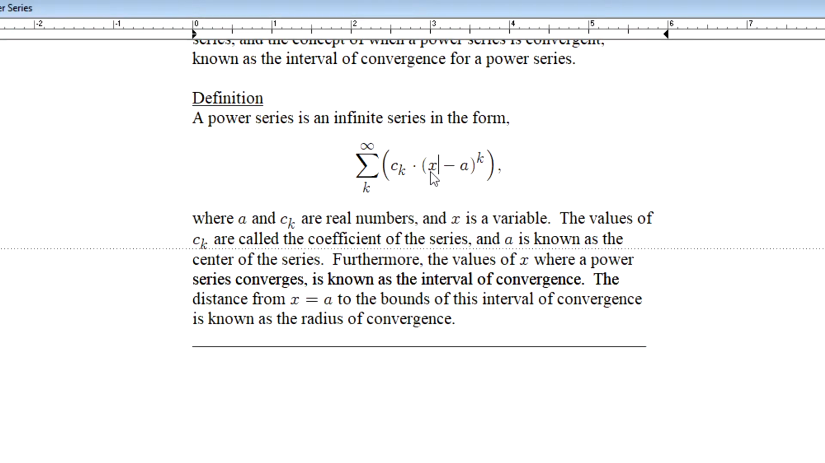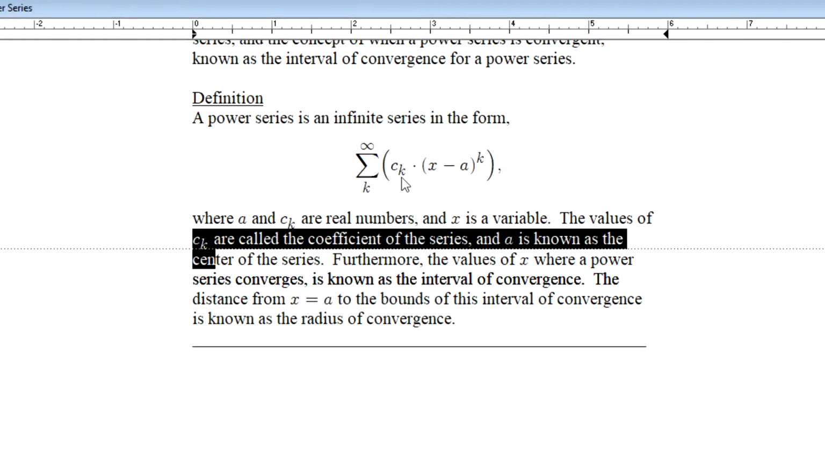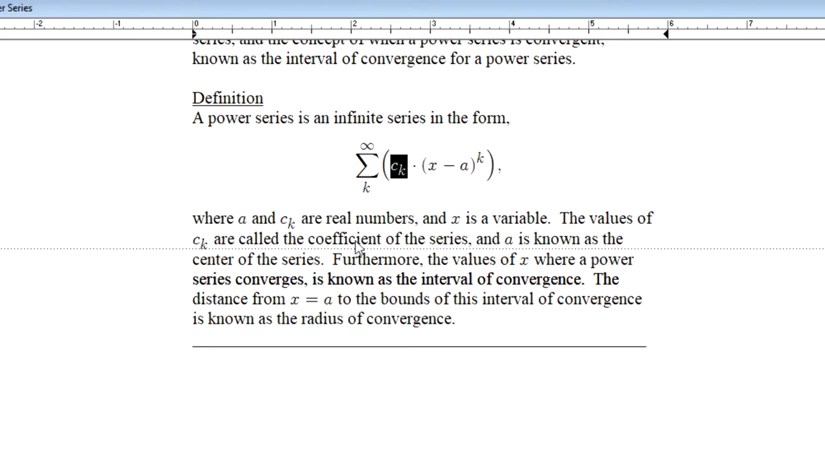We take note that this series does involve a couple of variable values within it, right? First of all, are these values we might point out as a and c sub k, right? A and c sub k really represent real numbers in the series, whereas x is going to stand for a variable value in the terms of the series, right? The value c sub k is called the coefficient of the series, right? And the value a was known as the center of the series, right?